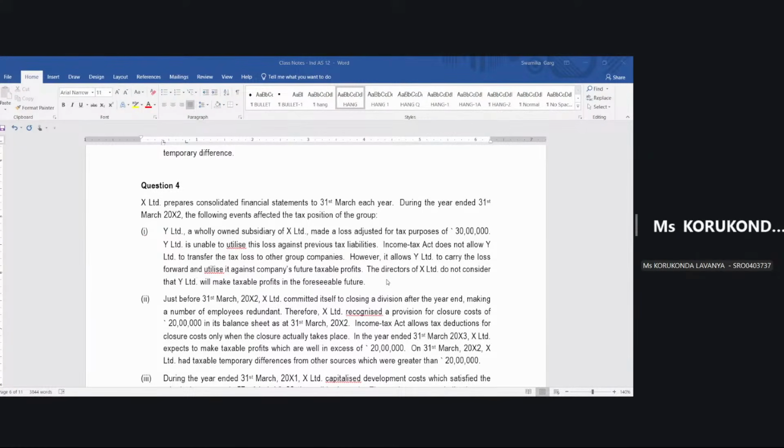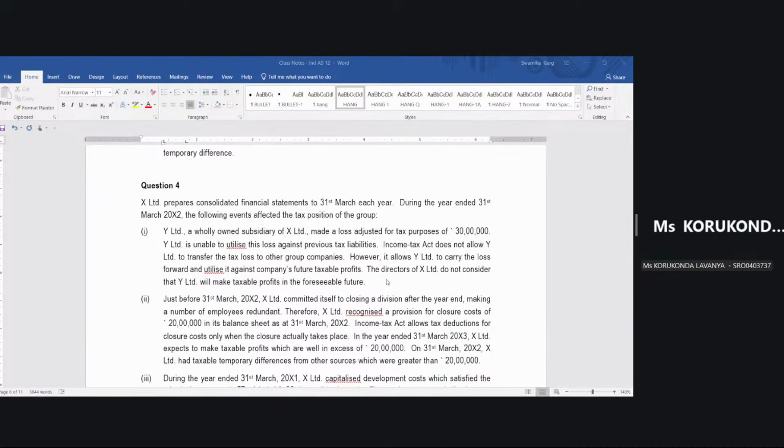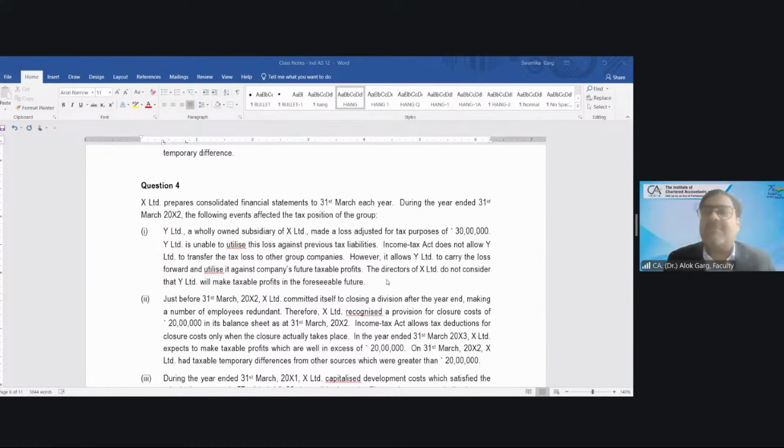Sir, DTL should be created, no? DTL? No, sorry, DTA will be created. Sir, as there are no foreseeable future profits, nothing will be created. Yes. So, while it is a deferred tax asset, yes, it is a deferred tax asset.